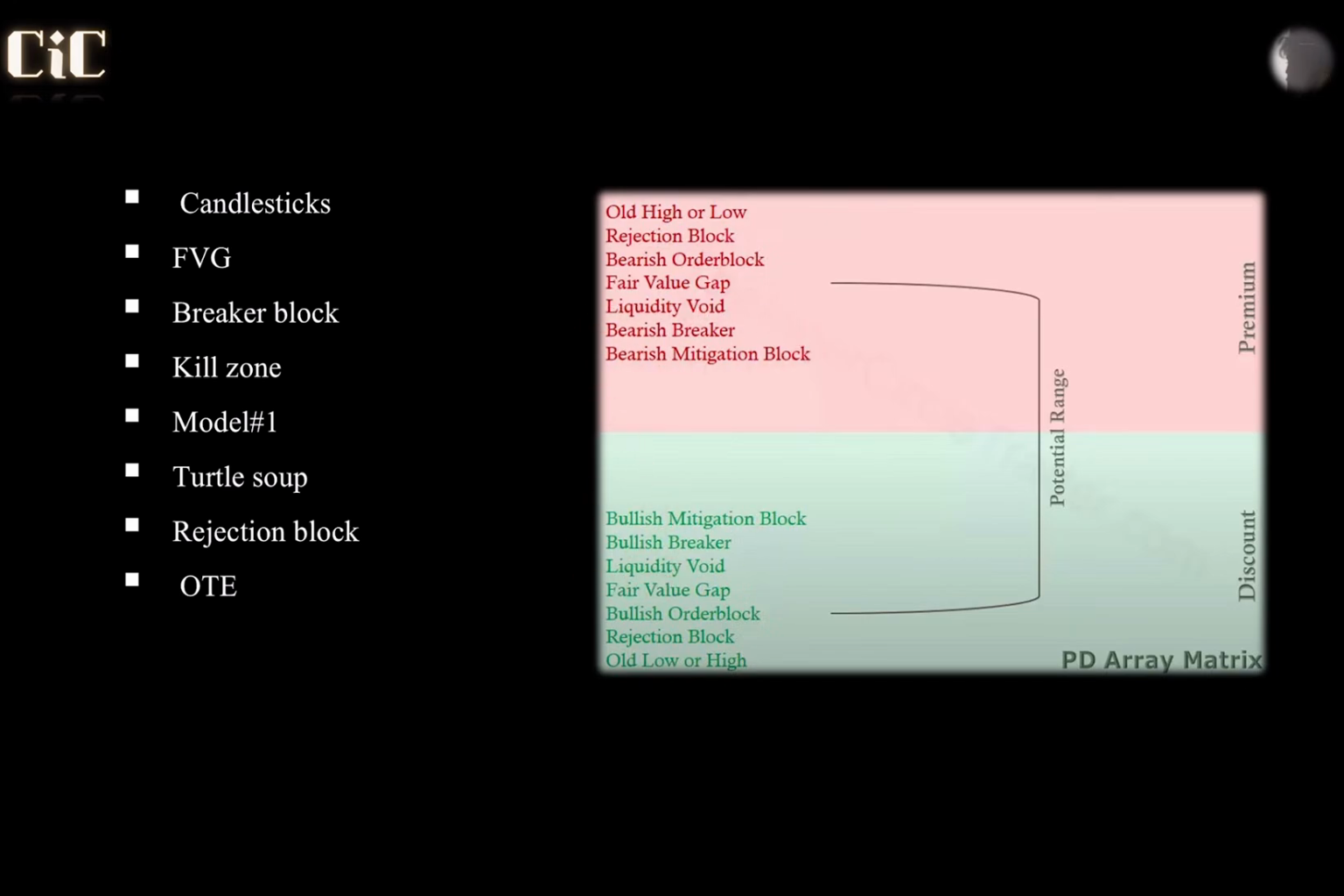Of course, in this hierarchy, the strongest key level or PD array is the bearish breaker and the bullish breaker. Right, so the breaker is the strongest PD array, and you better be having a notebook at hand, writing down everything I'm saying. The most common terms are candlesticks, FVG, breaker, kill zone, especially model number 1, turtle soup, rejection block, and OT.